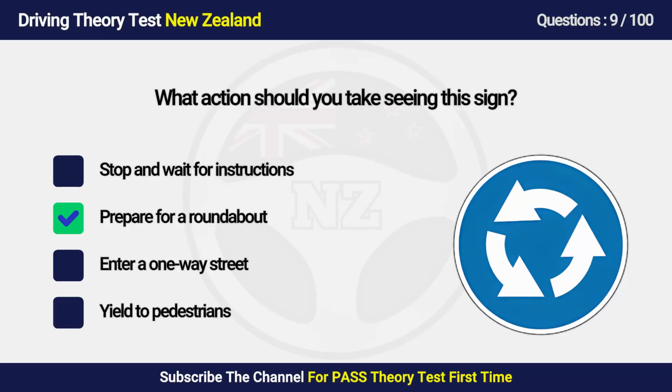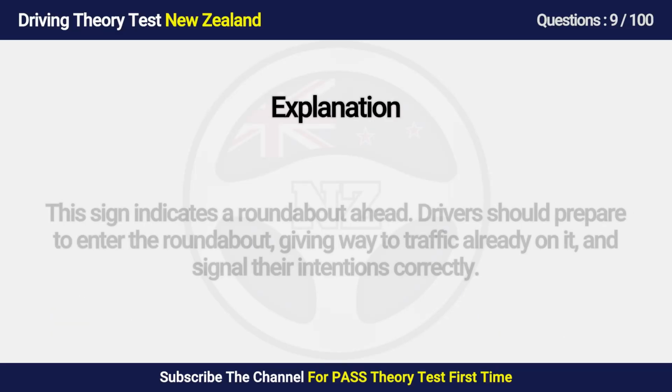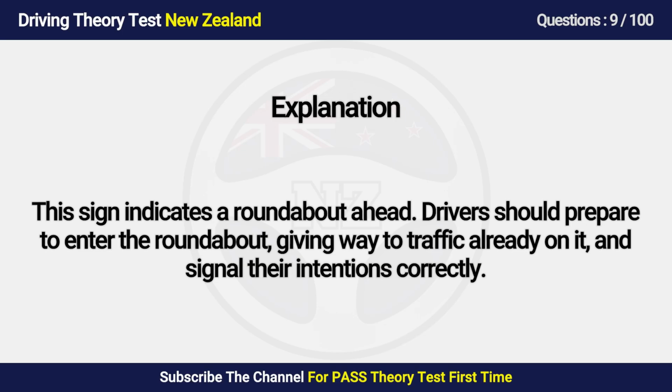Answer is B. Prepare for a roundabout. This sign indicates a roundabout ahead. Drivers should prepare to enter the roundabout, giving way to traffic already on it, and signal their intentions correctly.